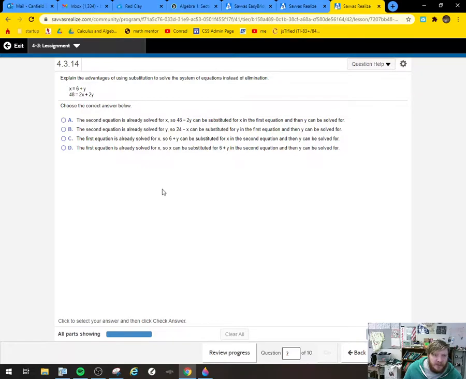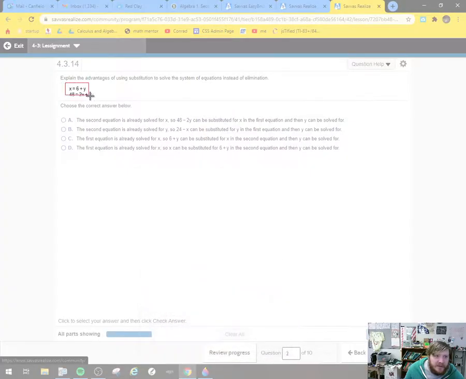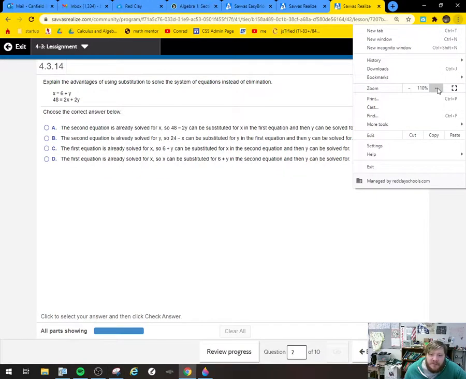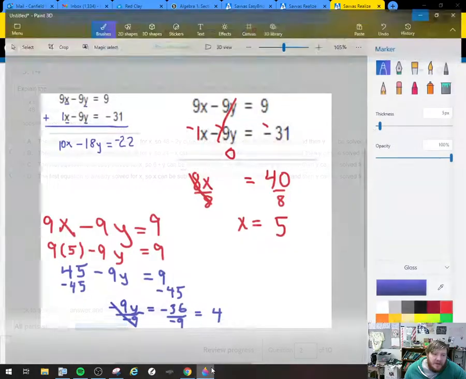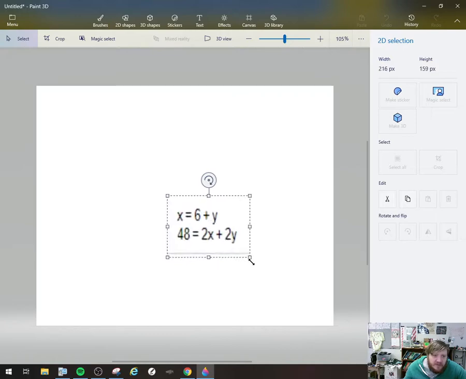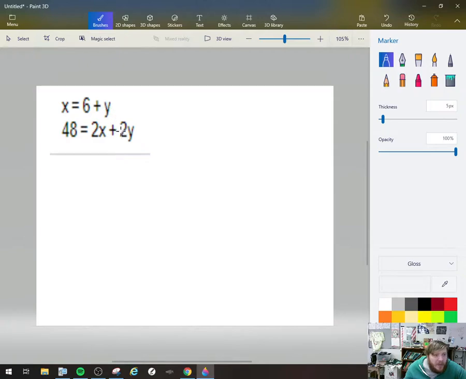So let's look at our next one. All right, oof, lots of text here, but we will talk about this really quick. Check it. x is equal to 6y, 48 is equal to 2x plus 2y. Here's the thing. If you try to add this one, well, y and y are over each other. Like, it's a little bit spaced out, but we would be like 6y plus y.